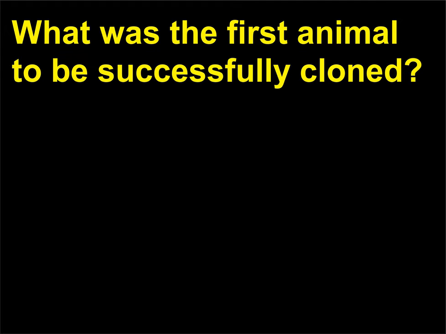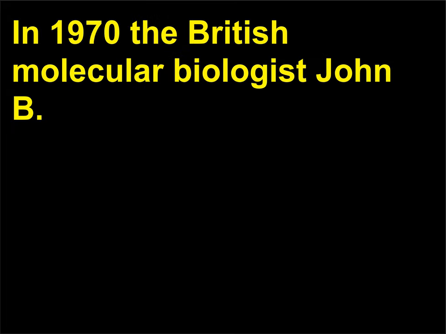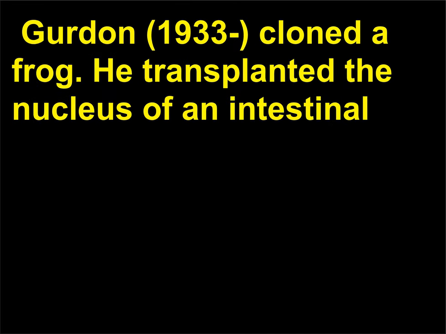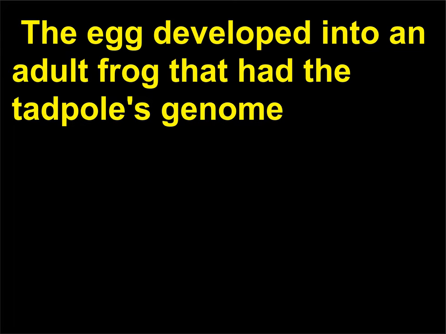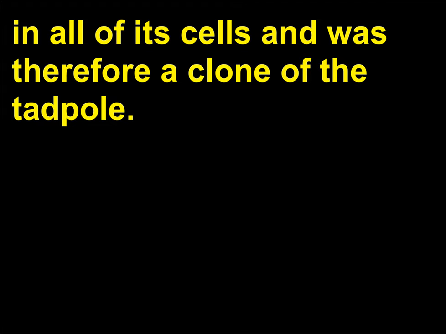What was the first animal to be successfully cloned? In 1970, the British molecular biologist John B. Gordon, born 1933, cloned a frog. He transplanted the nucleus of an intestinal cell from a tadpole into a frog's egg that had had its nucleus removed. The egg developed into an adult frog that had the tadpole's genome in all of its cells and was therefore a clone of the tadpole.